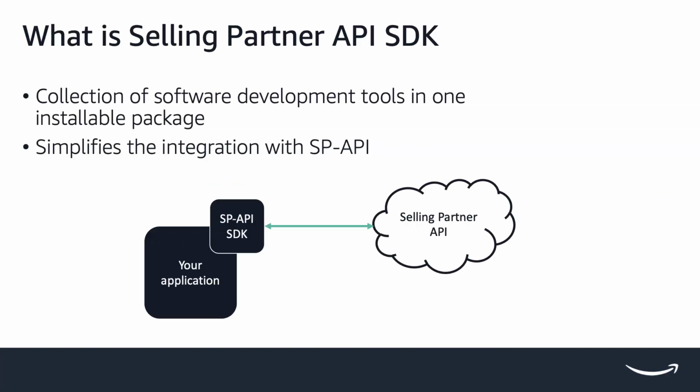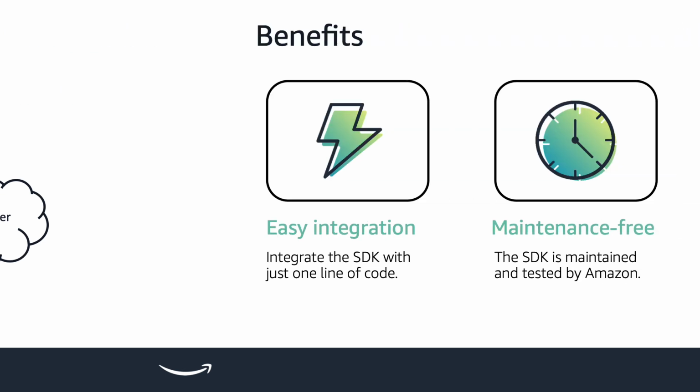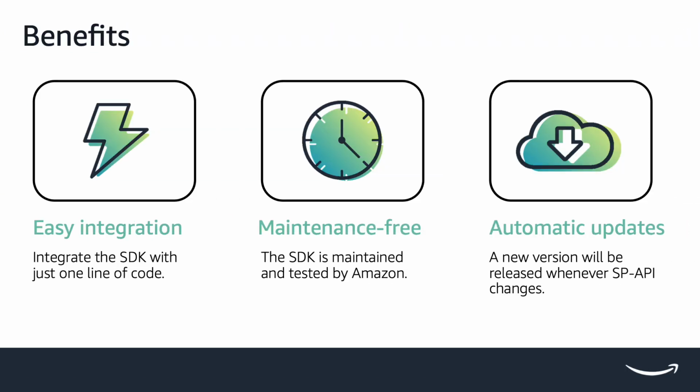Selling Partner API SDK is a collection of software development tools in one installable package. Simplify the integration with Selling Partner API by adding it to your application. Define which API should be called. Add the required data, and the SDK will take care of connecting to Amazon's backend and delivering the response to your application.